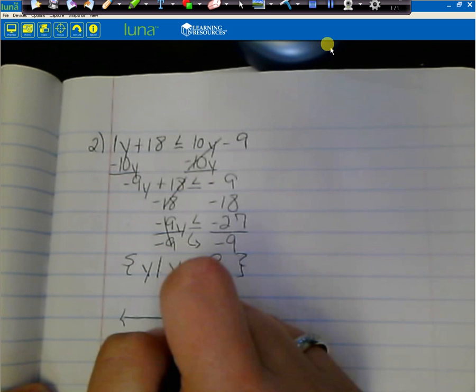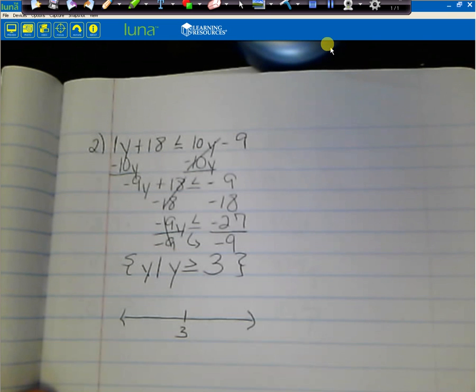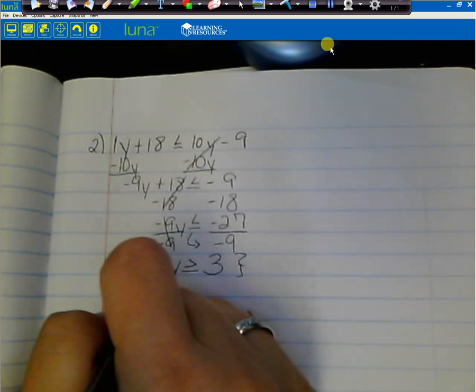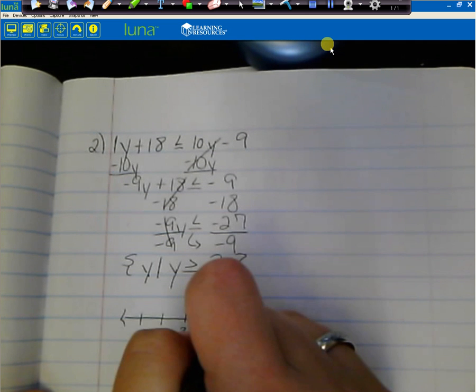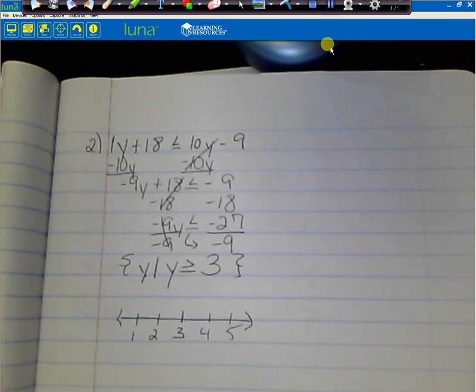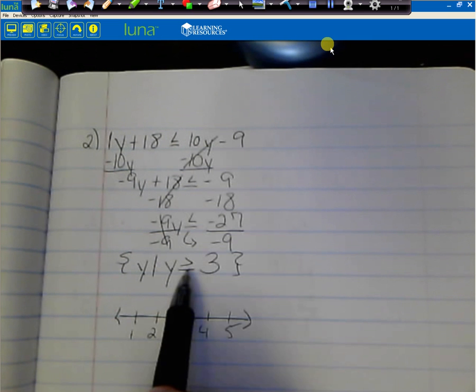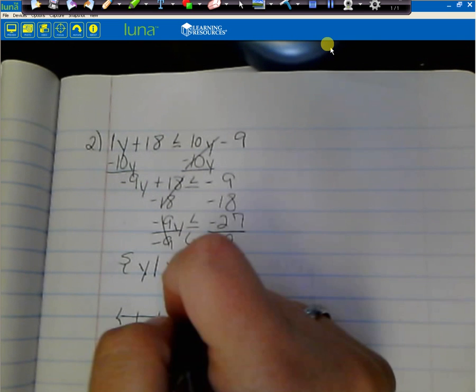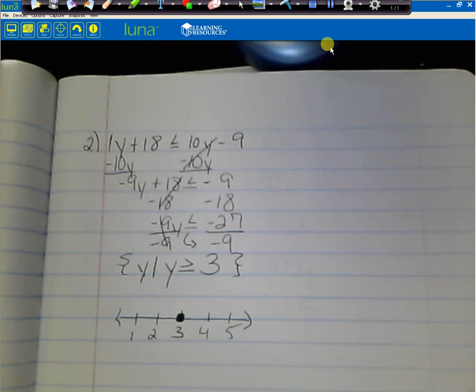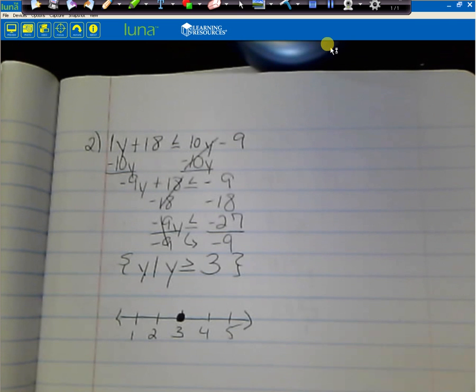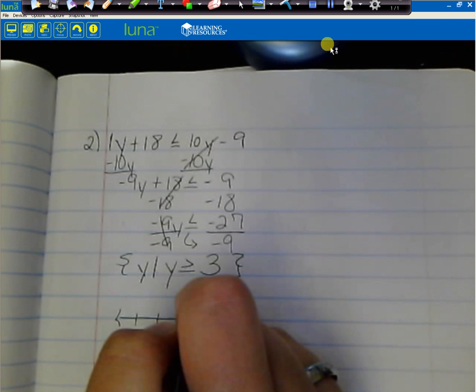Again, my 3 that I got is going to go in the middle, and I need two numbers less than 3 and two numbers greater than 3. So I'm going to say 1 and 2 and 4 and 5. Then I'm going to look, there's an extra mark underneath my greater than symbol, so it's going to be a closed circle on the 3 because 3 is actually a solution to this one. And then if you look, the arrow is pointing to the right, so I'm going to shade to the right.